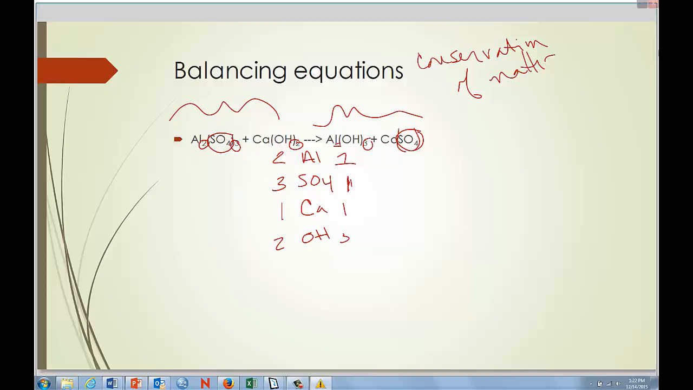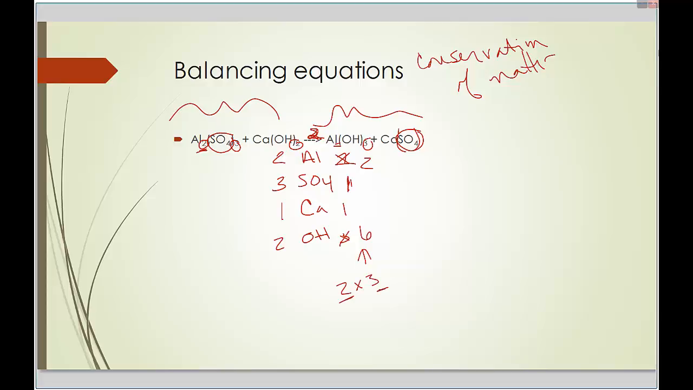So now you just keep going back and forth from left to right to get them all balanced. For instance, if we start with aluminum, we have 2 on the left, 1 on the right. So I want to multiply AlOH3 by 2. That'll give me 2 aluminums. That also changed the number of hydroxides I have. Instead of having 3 now, I have 2 times 3. So I actually have 6. That's from the coefficient 2 and 3 from what was there originally.